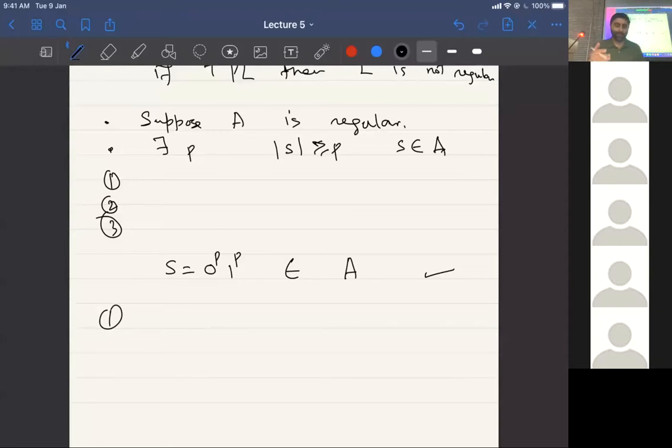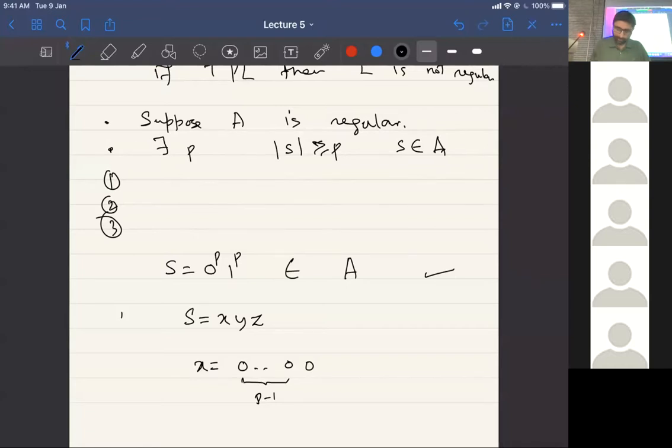So first of all, before we go to conditions, we need to break this string S into 3 parts x, y, z. So let's break this string into x, y, z. How do we break it? There are multiple ways we can break it. So let's break it this way, that X is all zeros except the last zero. So there are P minus 1 zeros.